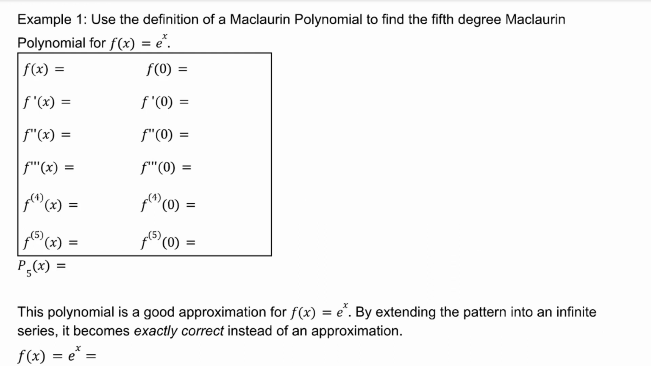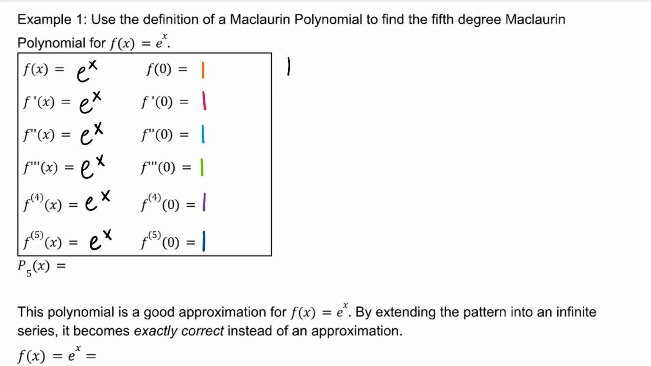For example 1, we're going to use the definition of a Maclaurin polynomial to find the 5th degree Maclaurin polynomial for f of x equals e to the x. Go ahead and derive. Oh wait, the derivative of e to the x is e to the x. If we're centering at c equals 0, we need to find f of 0, f prime of 0, f prime prime of 0, and so on. That would be e to the 0 for all of these, which is 1.